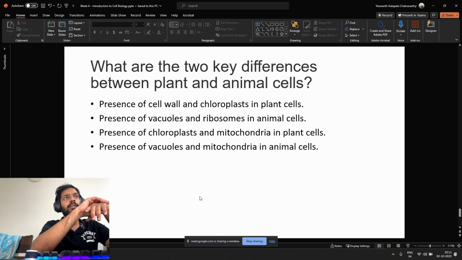Okay. What are the two key differences between plant and animal cells? Presence of cell wall and chloroplast in plant cells. Presence of vacuoles and ribosomes in animal cells. Presence of chloroplasts and mitochondria in plant cells. Presence of vacuoles and mitochondria in animal cells.